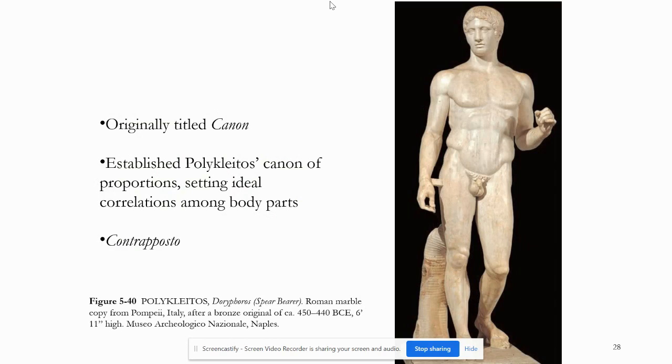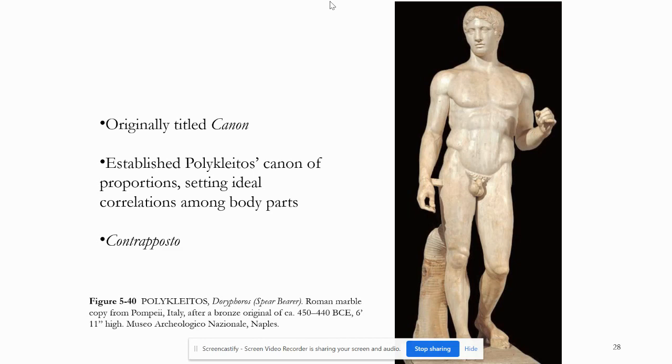Now, we're going to skip over, and you can tell the difference here between these two sculptures. This is classical Greece, so 5th century. And this is Polykleitos' Doryphorus. Now you'll notice that most of these sculptures that I've been showing you say Roman marble copy from a bronze original, right? A Greek original.